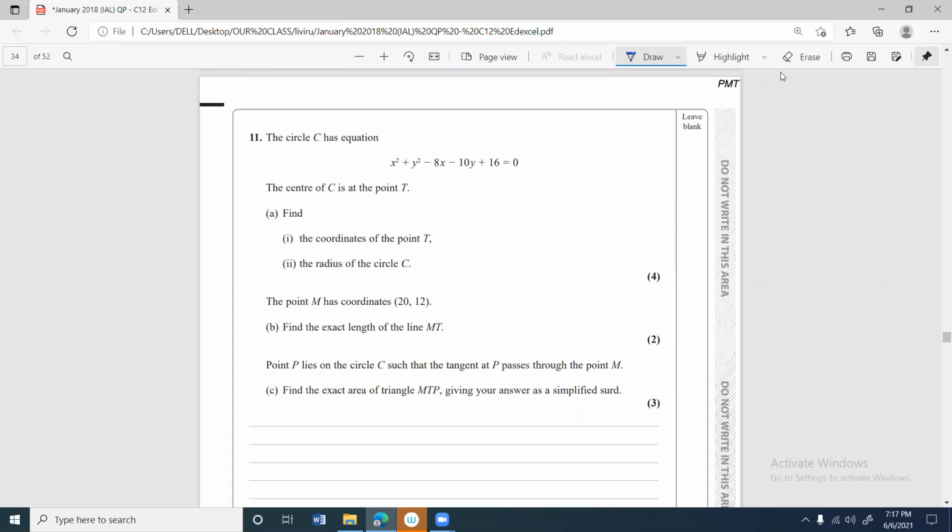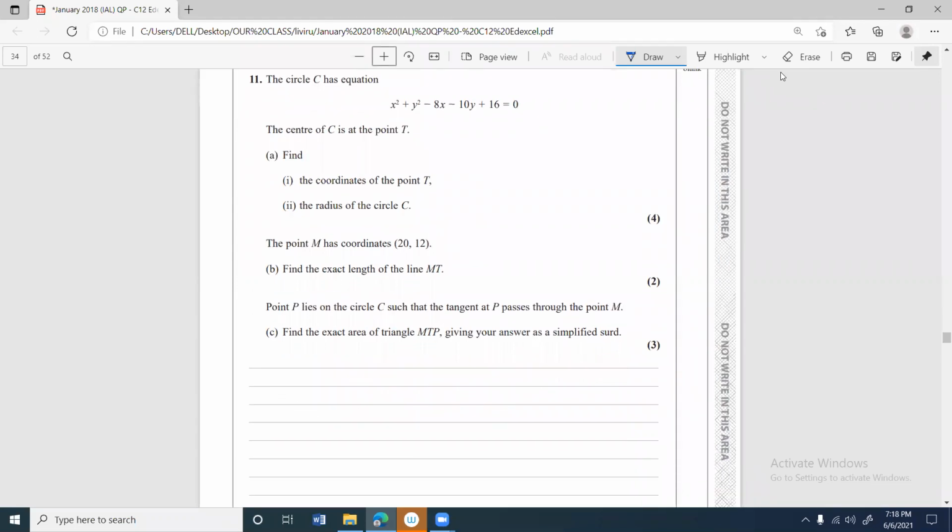Right. The circle C has an equation x squared plus y squared minus 8x minus 10y equals 16. The center of C has a point T. Find the coordinates of point T and the radius of C. So in this case, to get the answer for this question, we can make them into completing squares. Then you can say x squared minus 8x plus y squared minus 10y minus 16 equals 0. Initially isolate these x terms and y terms separately. Then you have to make them into completing squares.